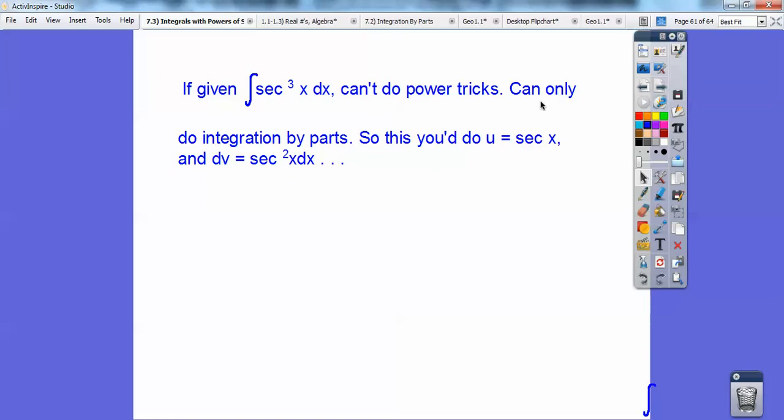Okay, and if you're given secant cubed of x, then you can't do the power tricks on this one. You just kind of run into a jam both ways. So you got to integrate this by parts. So let u be the secant of x, and then dv is all the other stuff, and then just integrate that guy by parts right there.